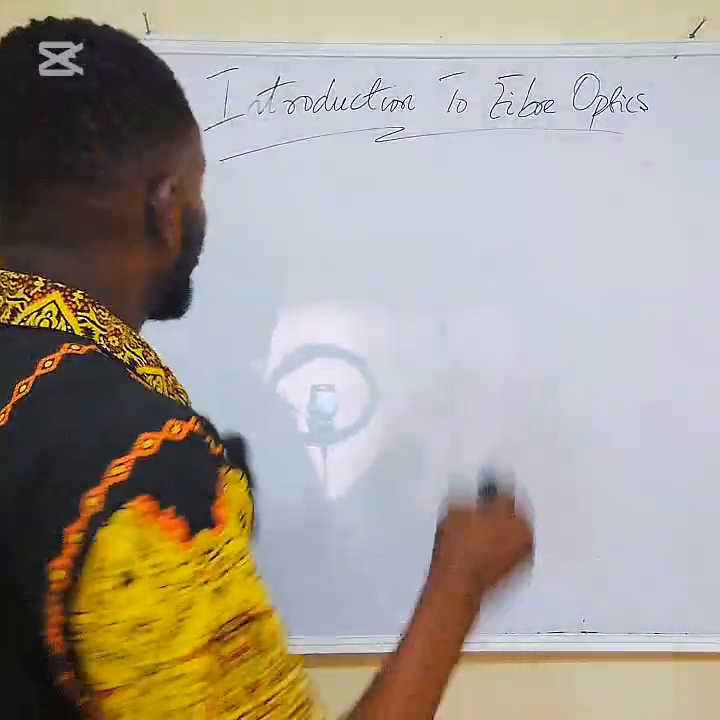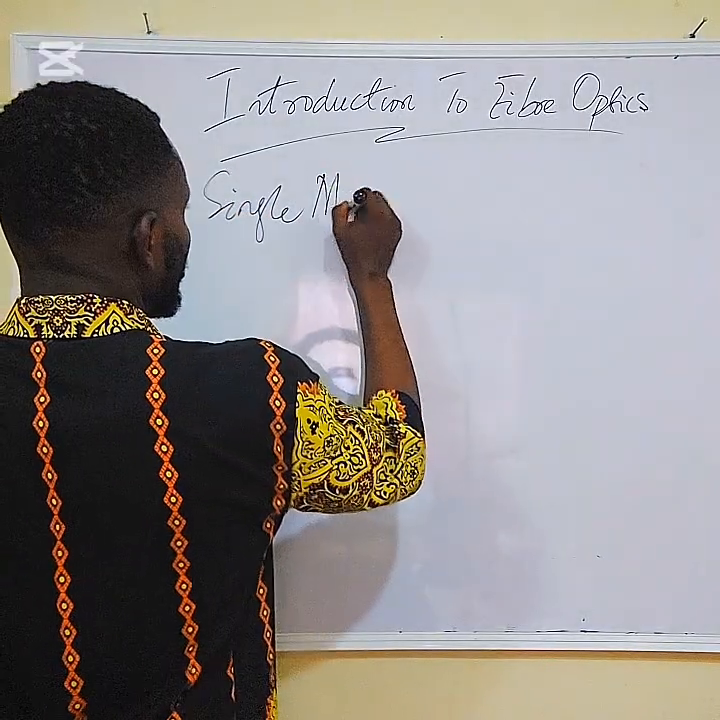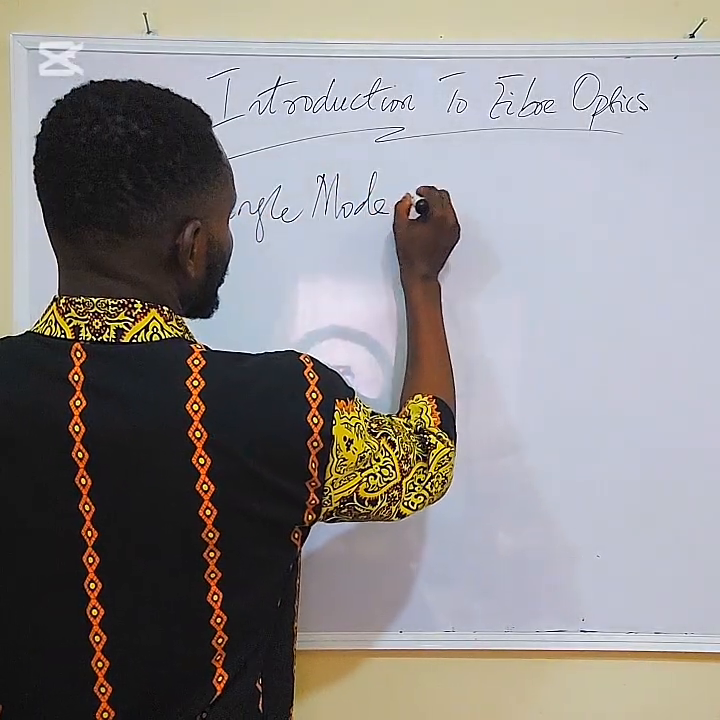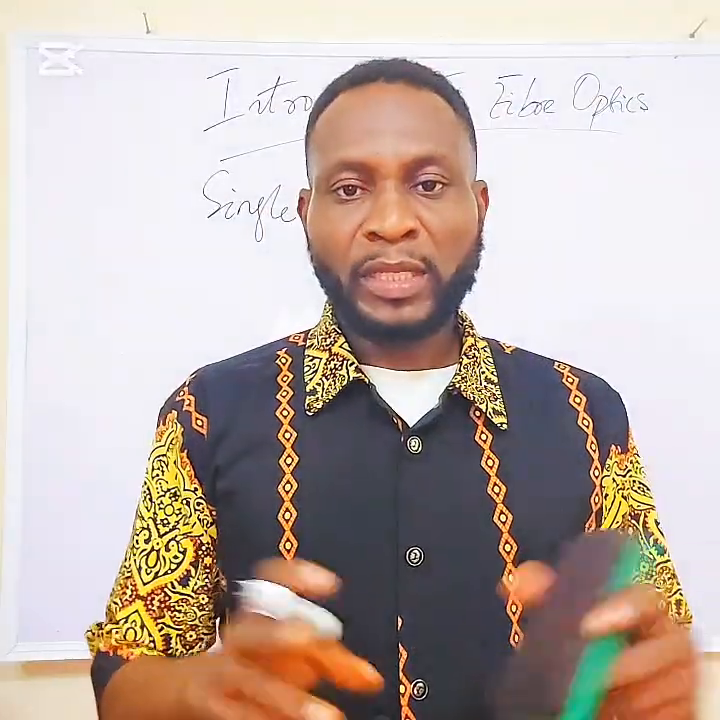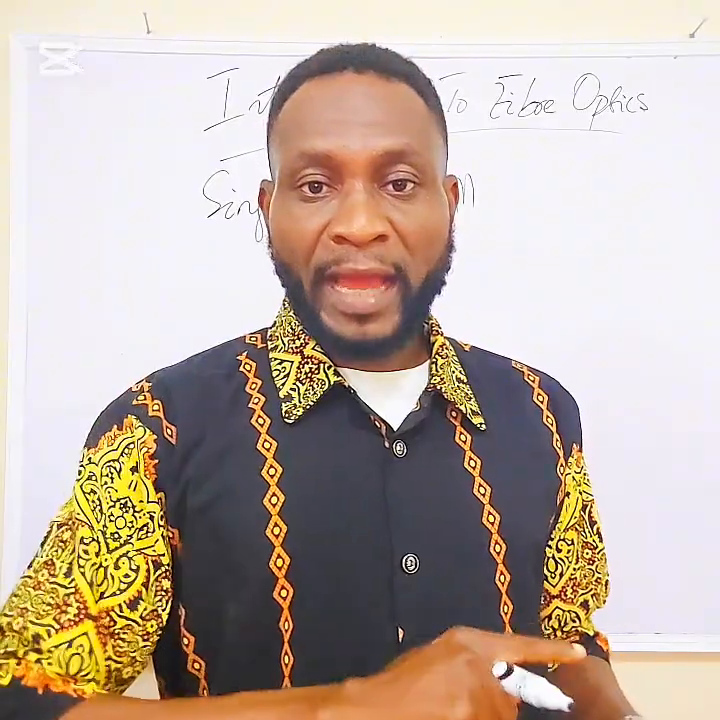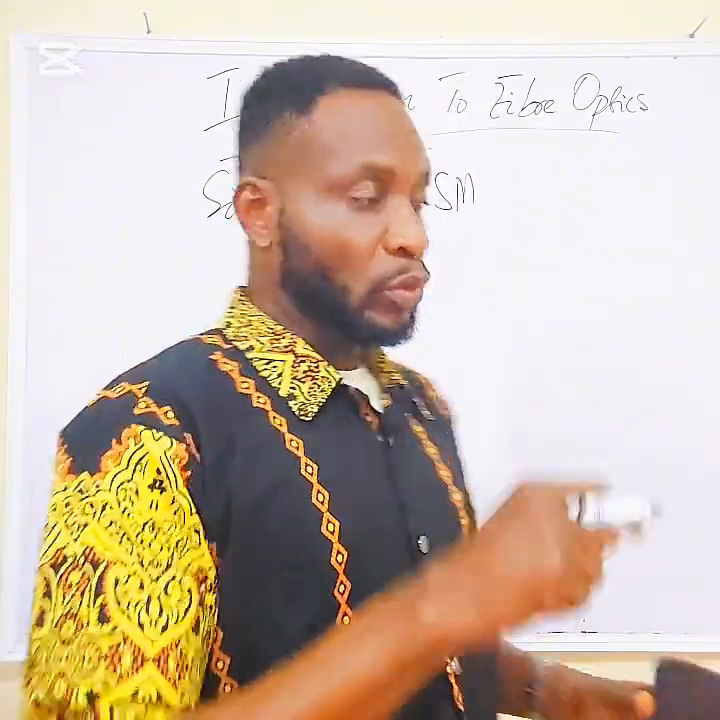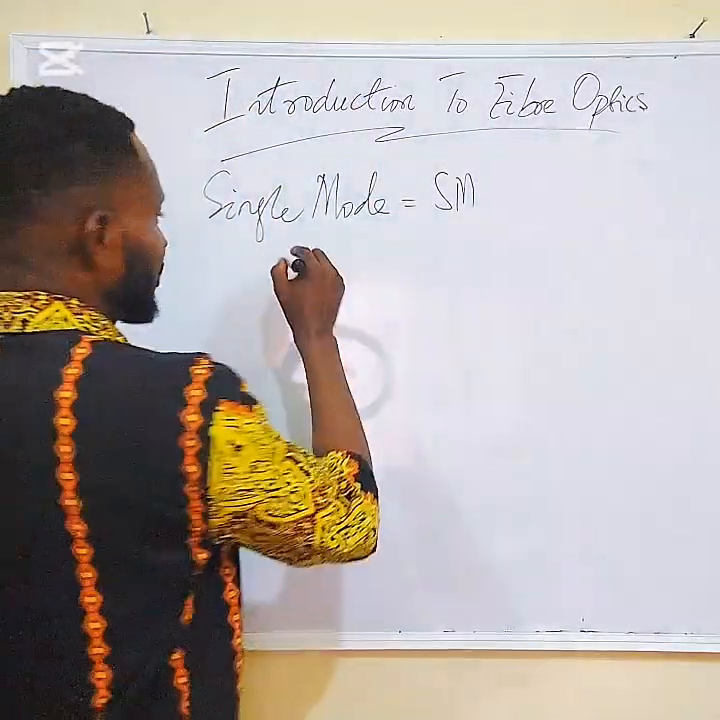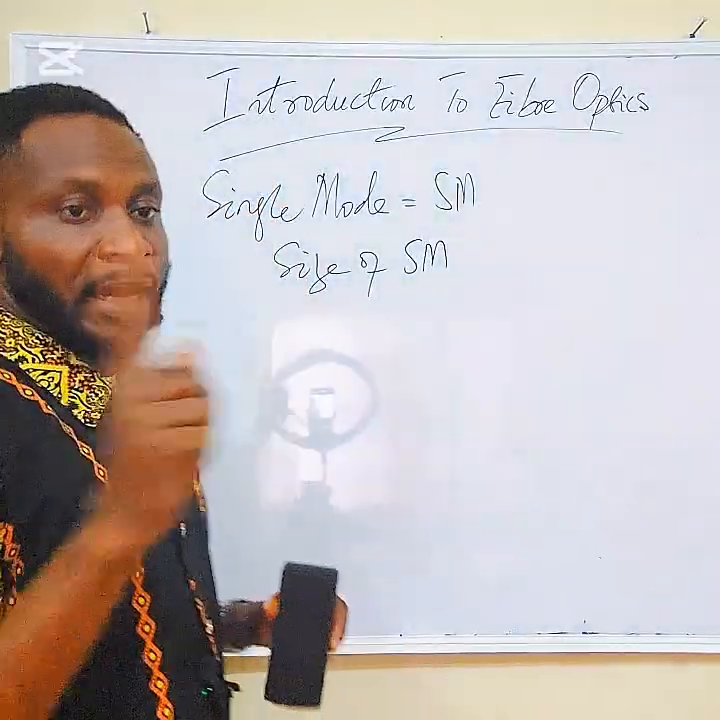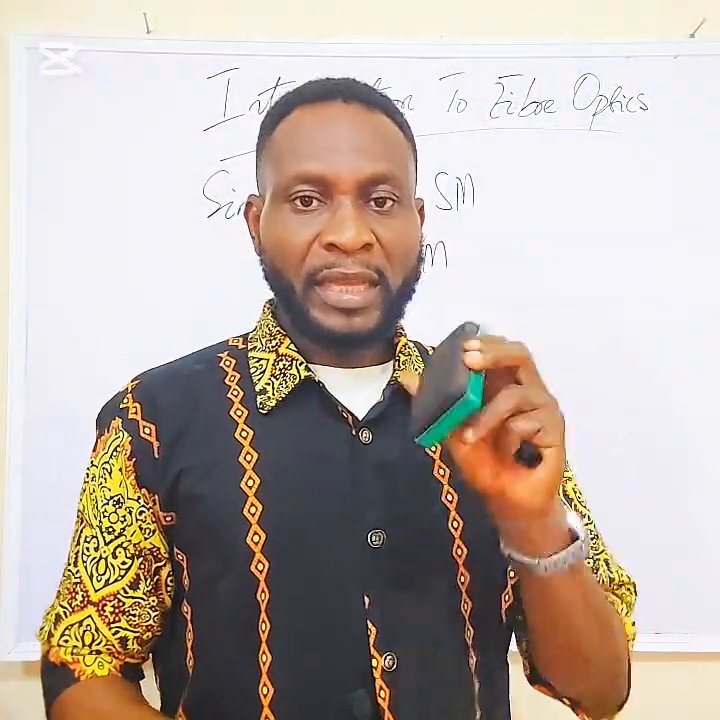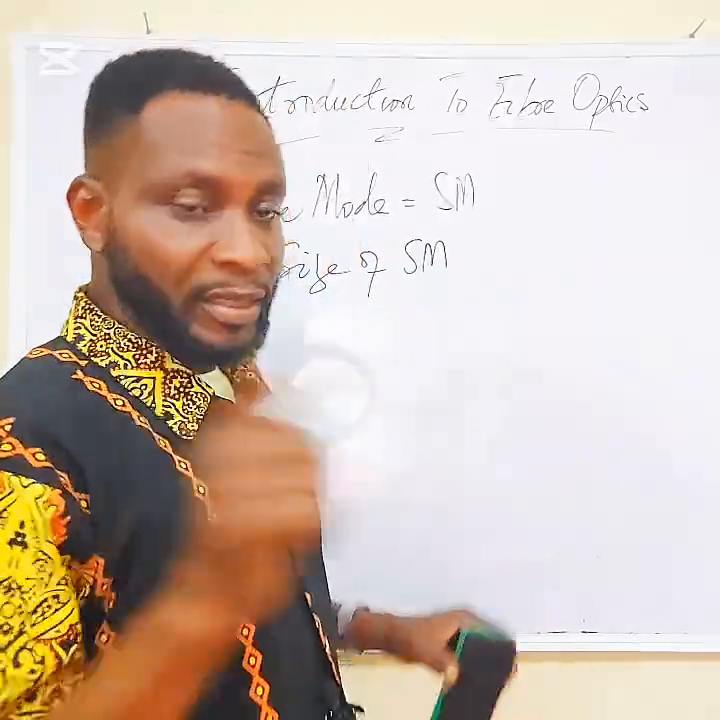So we have single mode, SM, and we call it single mode because the light inside the fiber goes in a straight line. And so today we are going to talk about the size of SM. Now remember in our last class we said that in any fiber there are three major sections we are looking at. Let me reiterate that again.